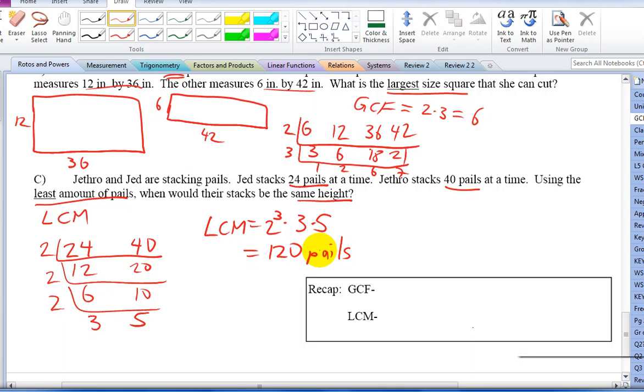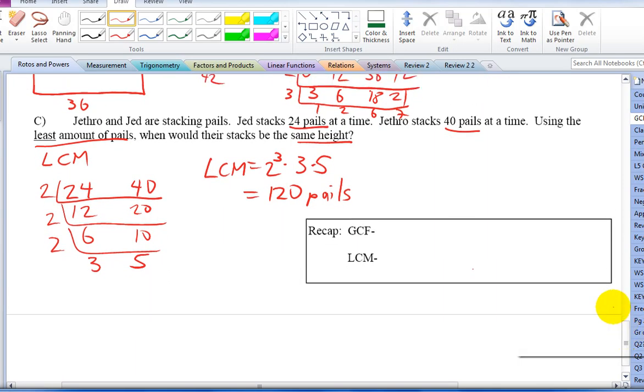Hands up if you got that. We're working towards that. Perfect. So just to recap, for your GCF, you're looking for a factor, which is a smaller number. For the LCM, you're looking for a multiple, and that's a larger number. Keeping that in mind can help you look for the right answer and get you on the right track.